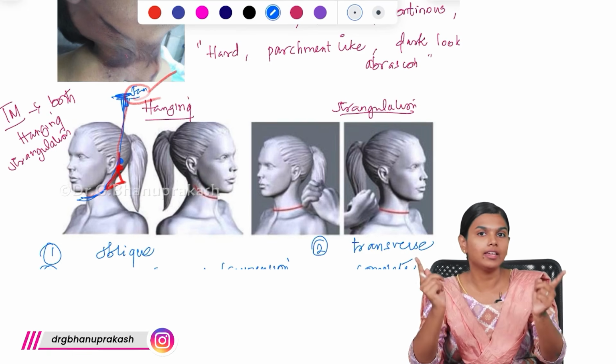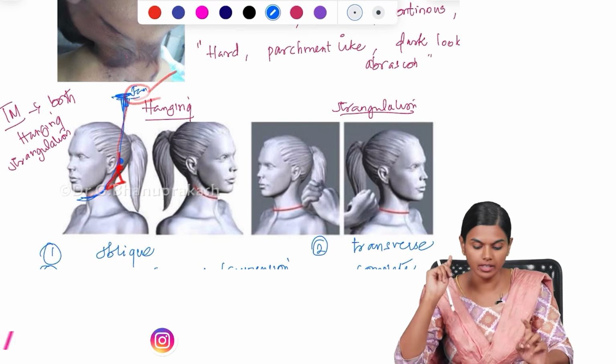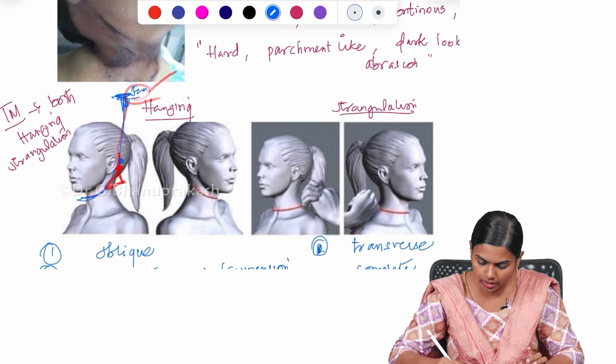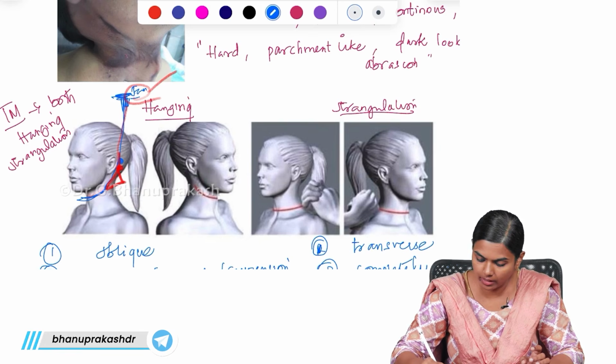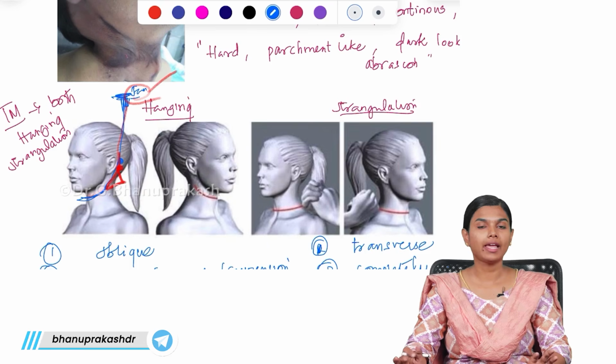Anyhow, that ligature mark will be completely encircling the neck. So, here the mark will be completely encircling the neck. So, this is how the second difference looks like.